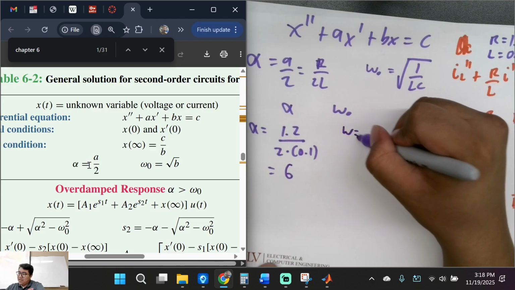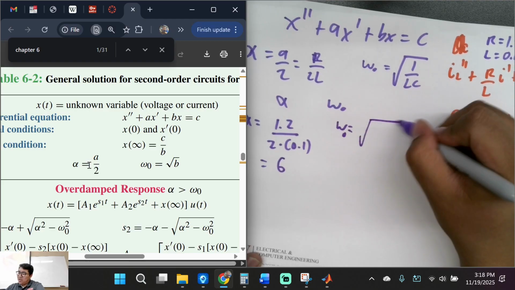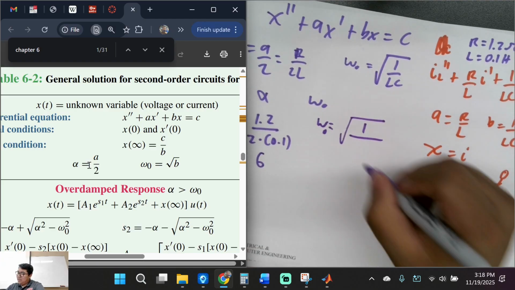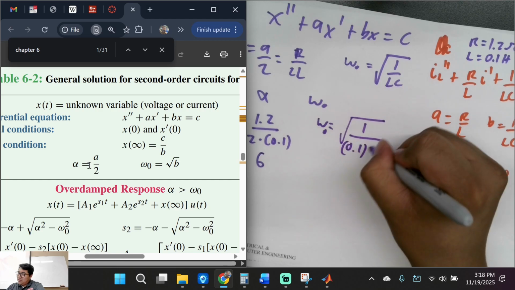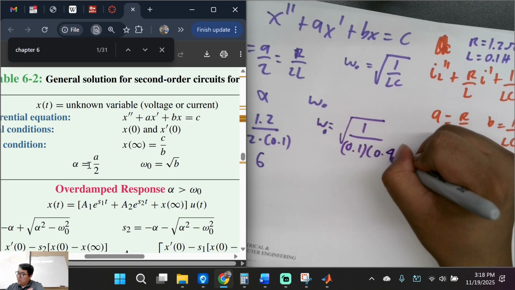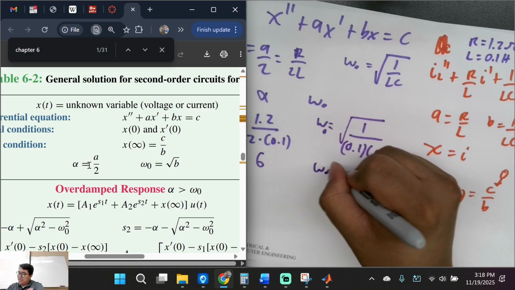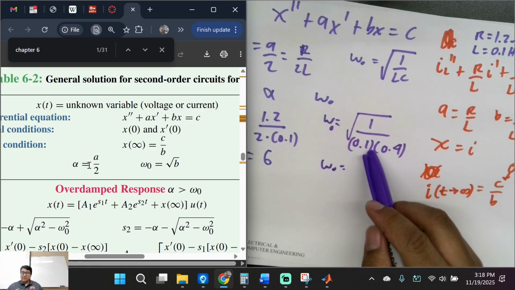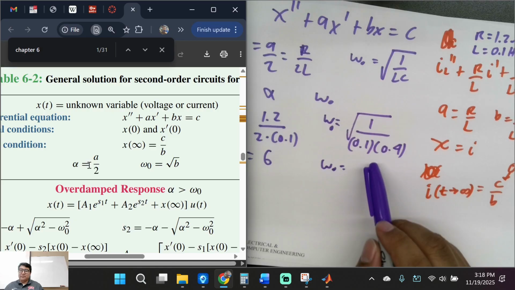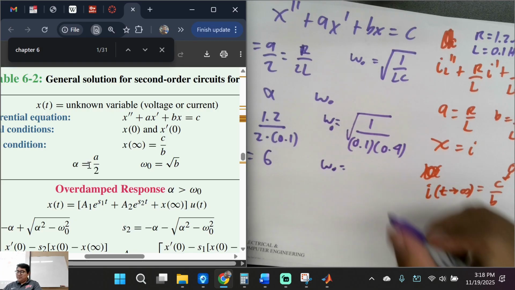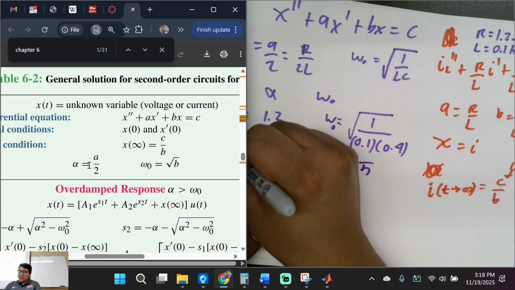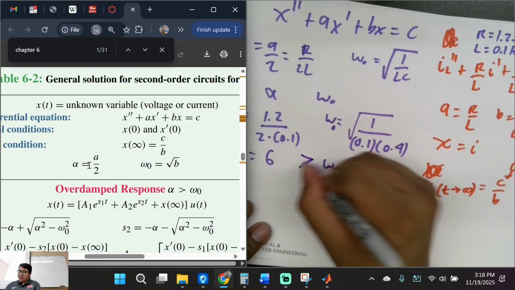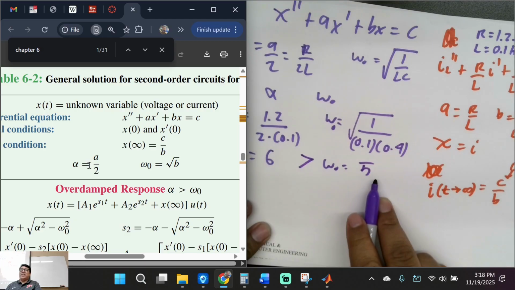Omega naught is equal to the square root of 1 over 0.1 times 0.4. So what's omega naught equal to? 0.1 times 0.4 is 0.04, so 1 divided by 0.04 equals 25, and then the square root gives 5. Yep. So that means this right here is true: 6 is greater than 5.